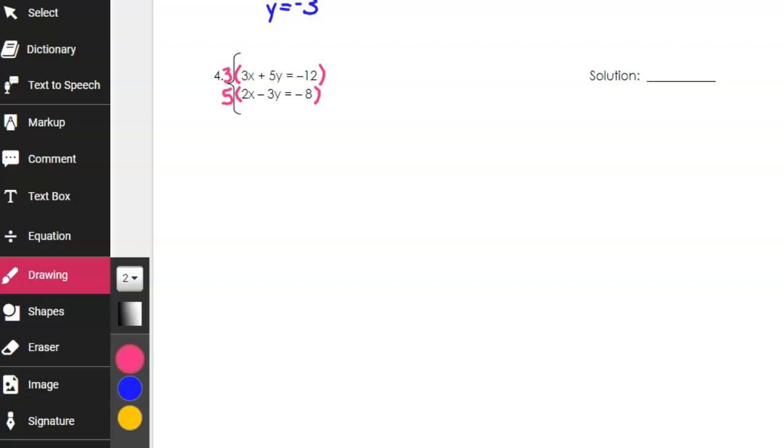So I'm going to ask that you do that distribution for each of the equations, write your two new equations, and continue the elimination process. Pause your video and check back for the answer.